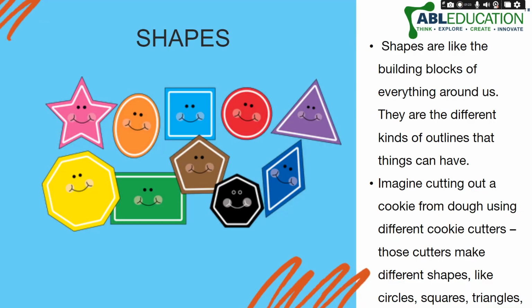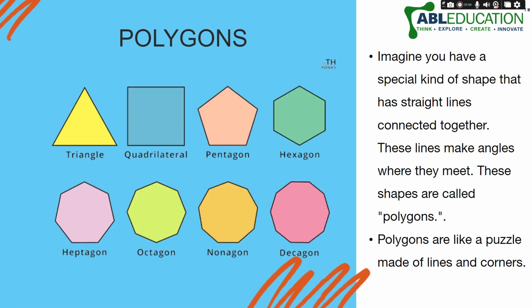So these are the shapes. I think you must know what shapes are. There are different types of shapes like squares, rectangles, triangles, polygons. We are going to draw some of these shapes today.